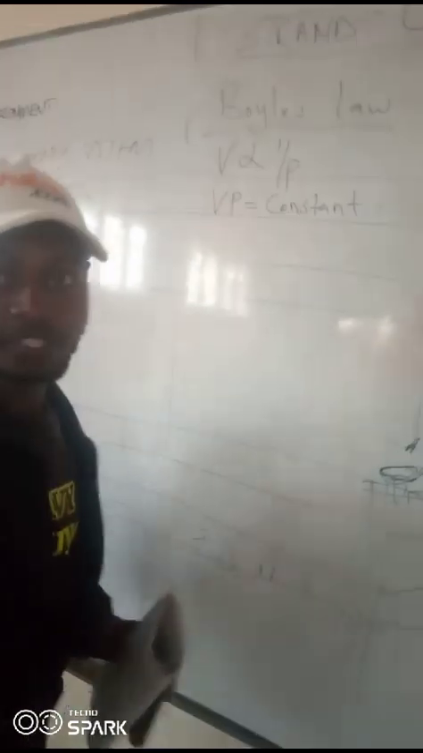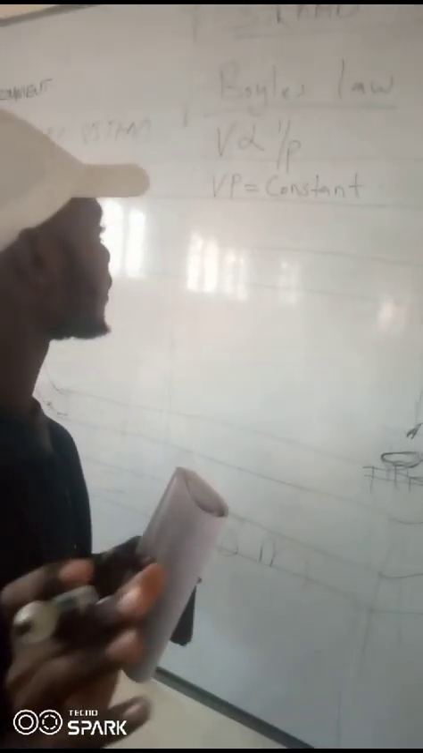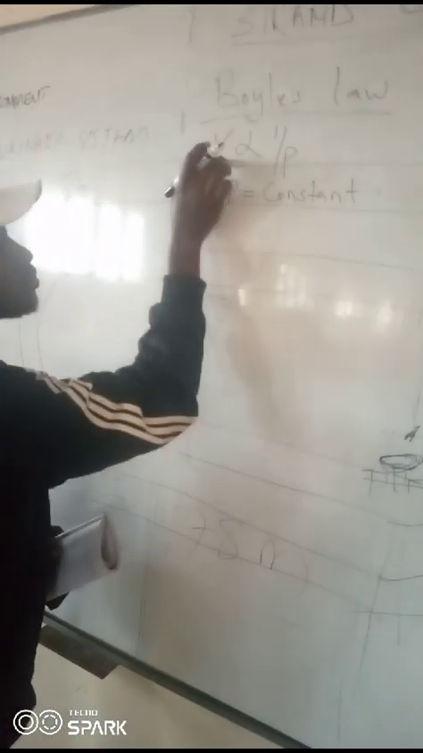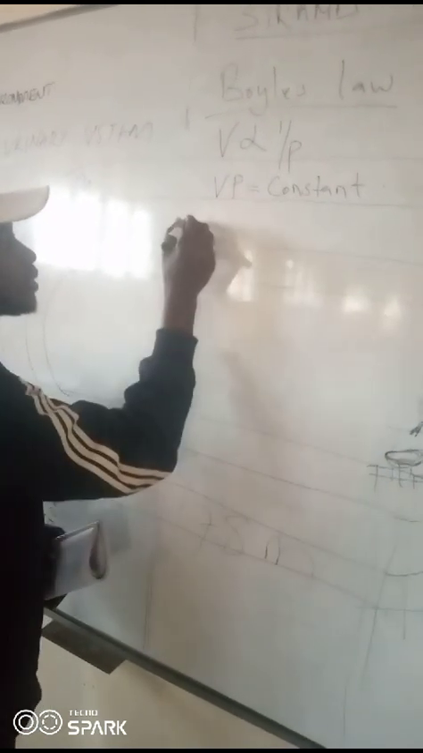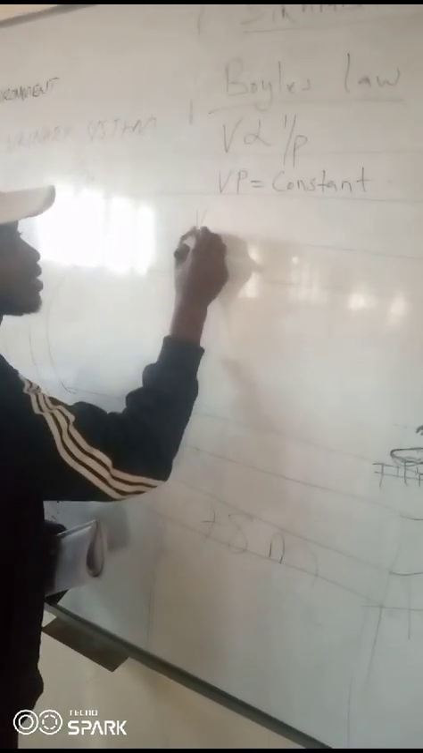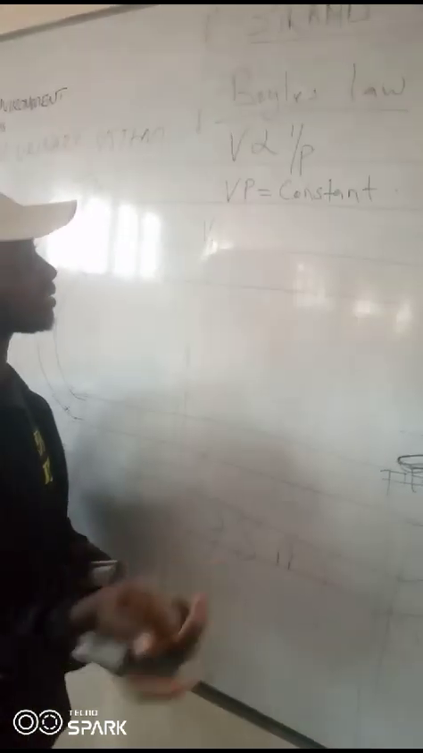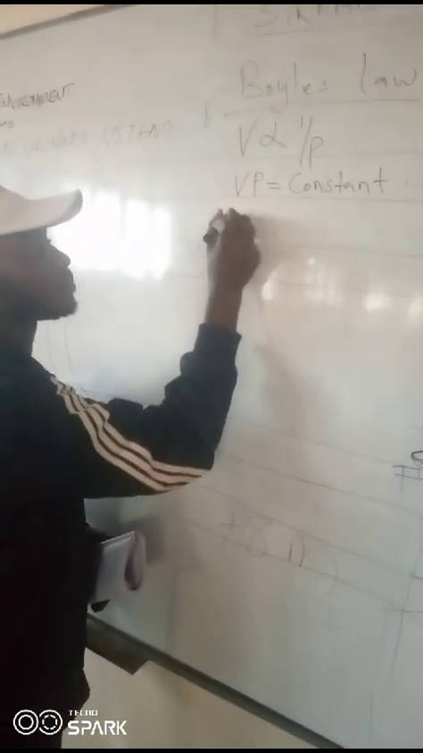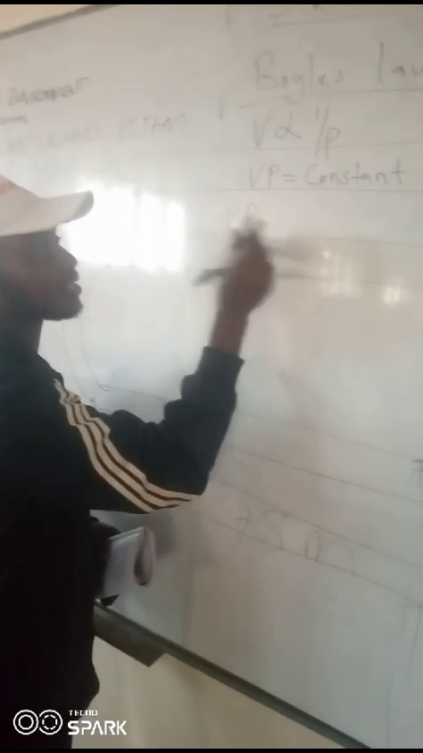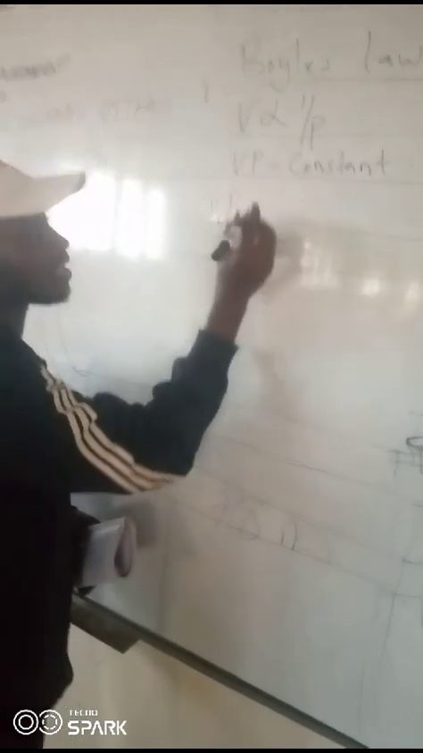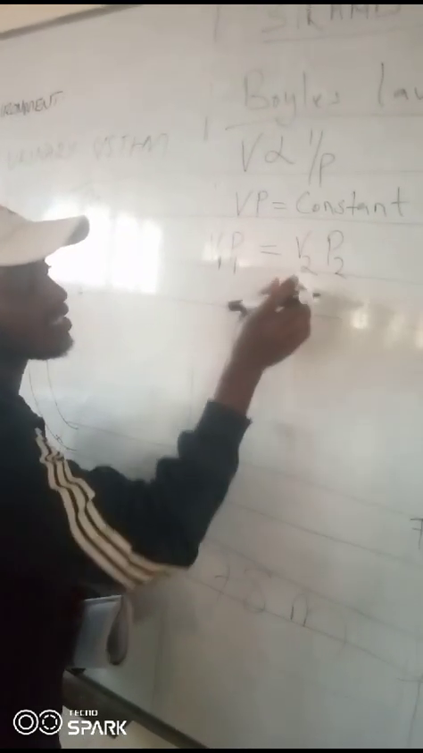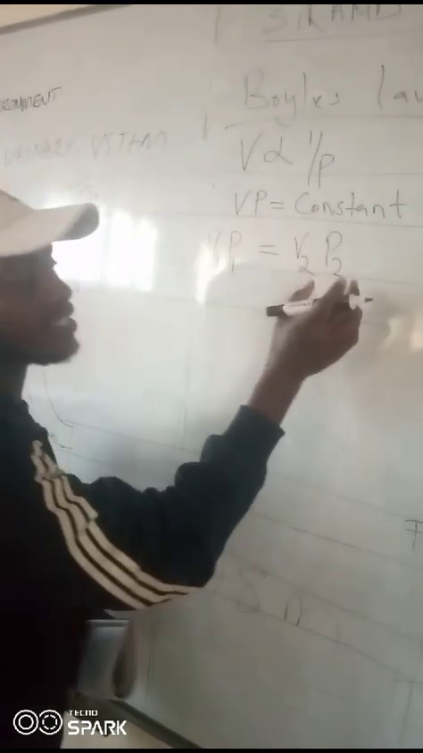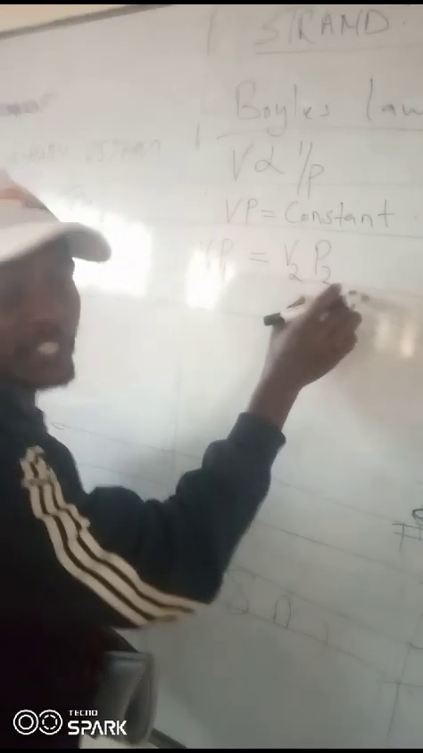Now, we can have some changes in volume and pressure. When we have changes in volume and pressure, we say that V1, which is the initial volume of a gas, multiplied by P1, the initial pressure, is equal to V2 P2. This is the final volume and this is the final pressure.